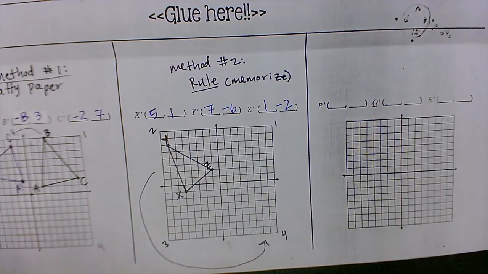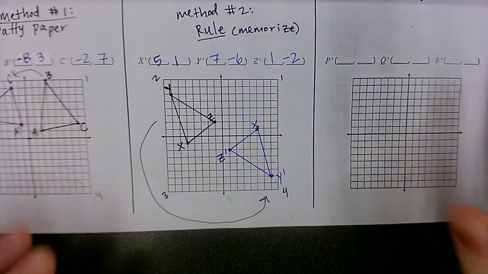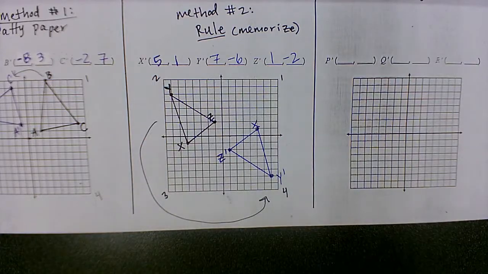Okay, so we can go ahead and graph our image. I'll give you a second to do that. Okay, so there's our image after we've rotated 180 degrees. Looks very similar to a reflection, so don't let that confuse you.